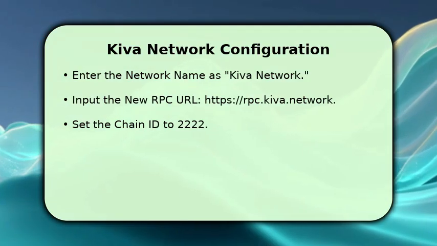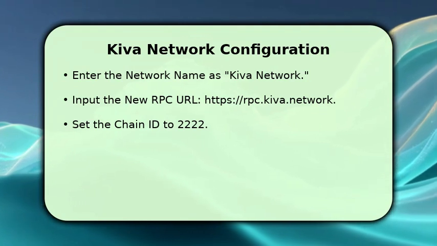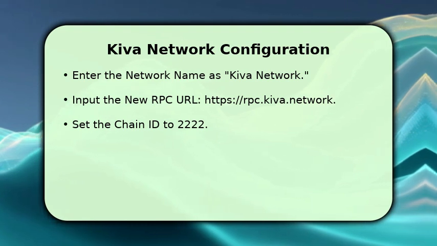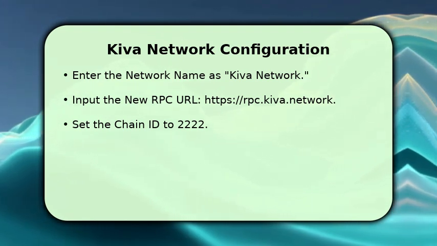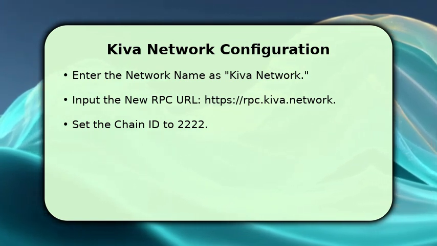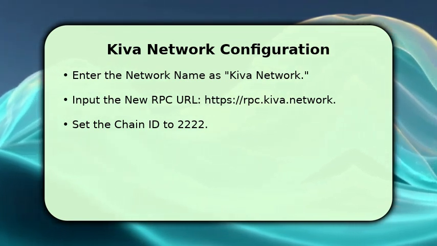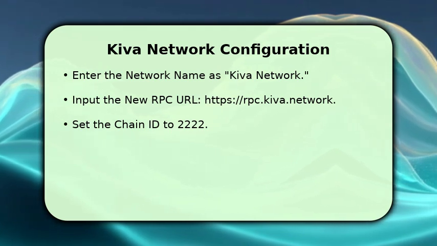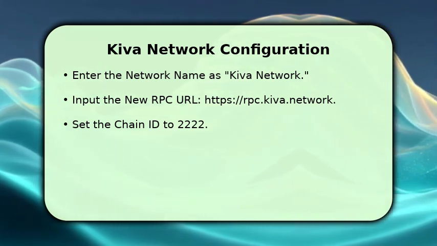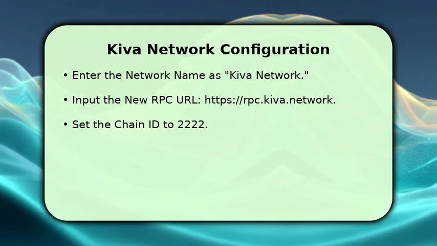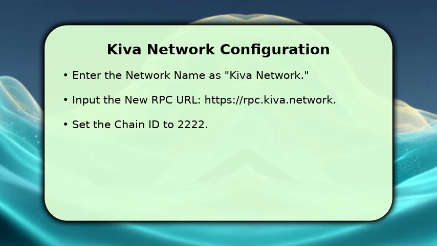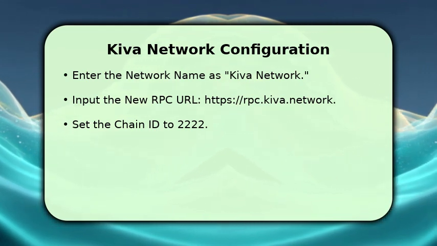Now it's time to accurately enter the Kiva network's configuration details into the provided fields. For the network name, type Kiva Network. The new RPC URL should be https://rpc, Kiva Network. Set the chain ID to 2222. The currency symbol is Kiva. Finally, input the block Explorer URL as https://explorer. Kiva Network. Double-check these details for accuracy before proceeding.